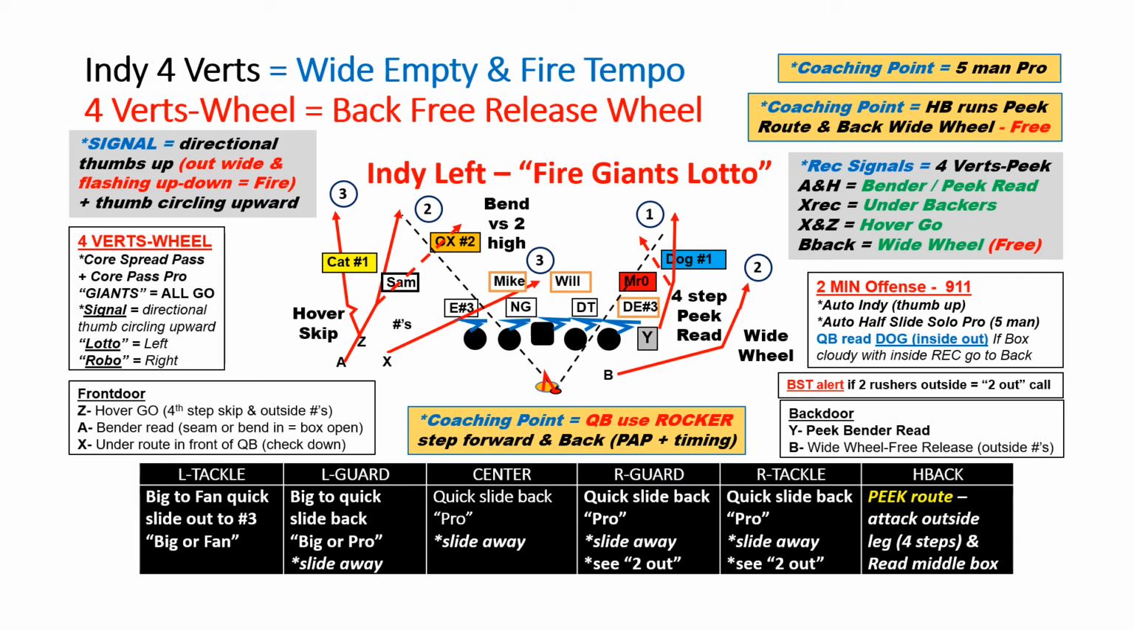Again, quarterback's going to read this just like he always does with 4 verts. We would call this Fire Giants Lotto to the left, so he's going to read the goat or the backside safety. We're going to look inside out, but you can see if we've got one high, we should have a good matchup with the Y and the back up the sideline.